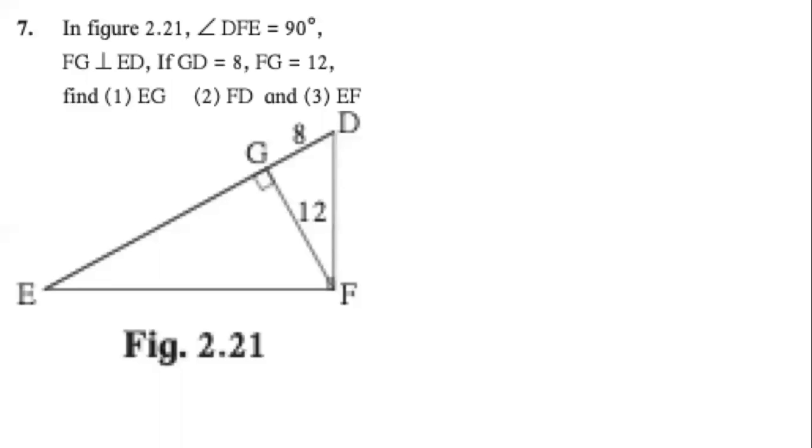Understand that when it says angle DFE equals 90 degree, that angle is here. It's not very clearly visible, but it is shown in the diagram. This is 90 degree. Also, when it says FG is perpendicular to ED, it means this angle here is 90 degree. It also means this angle here is 90 degrees. All you have to do is use theorem of geometric mean and Pythagoras theorem to first find EG, then find FD, and finally find EF. Find EG and share your answers.